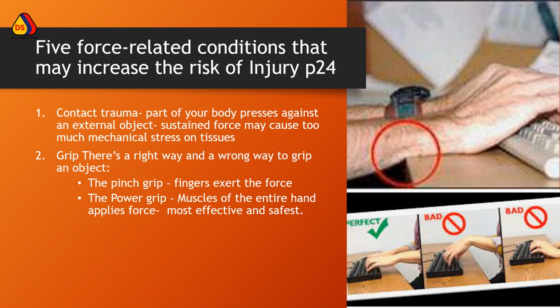It's interesting to look at the 5 force-related conditions that may increase the risk of injury. In the top picture, there's a person typing on the keyboard, and you'll see that the person's hand and wrist are pressing against the table. This could be contact trauma, where part of your body presses against an external object. Sustained force may cause too much mechanical stress on the tissues.